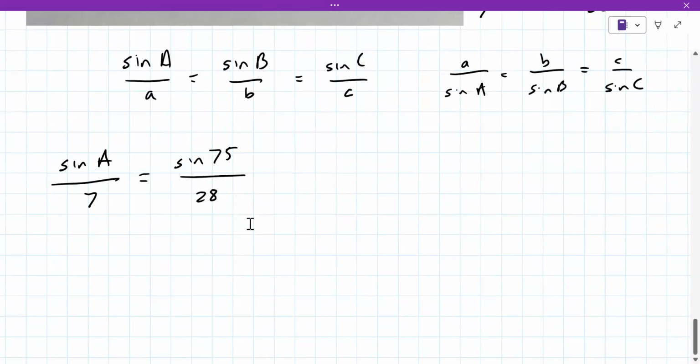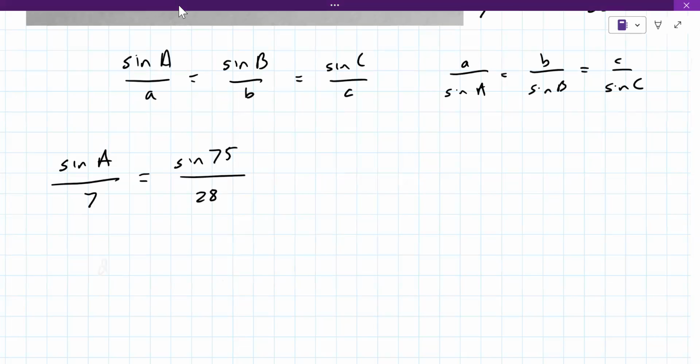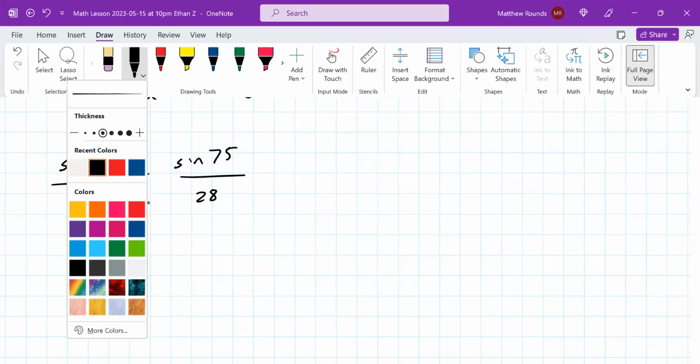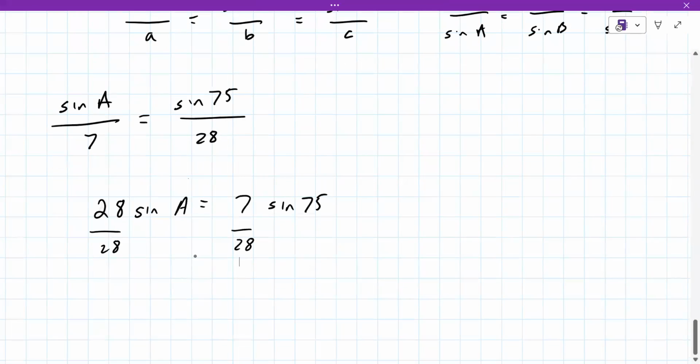Any idea how to solve something like this? Would you just use the cross multiplication, like the 28 sine A is equal to 7 sine 75? Yes, and that does work. There are other ways, but that is fine for now. We'll say that's good. Your goal is to get to the sine A, so you have to divide by 28. And so it becomes sine A equals 7 over 28 sine 75.